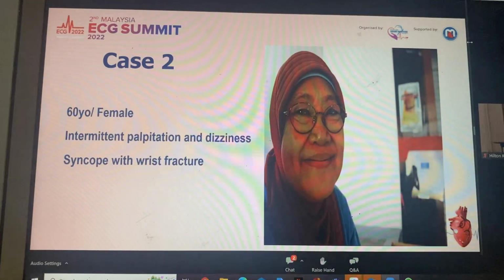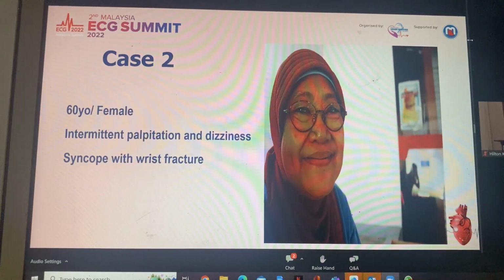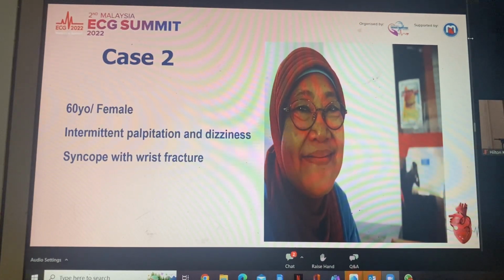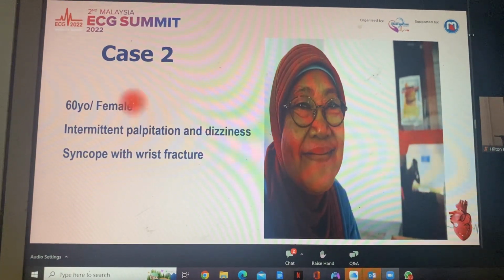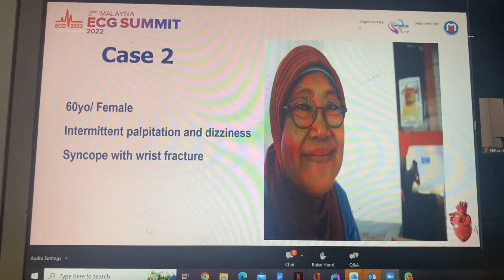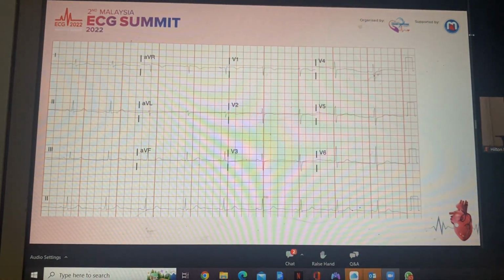So we start with case number 2. Now we have a different type of patient. First we had a young patient, now we have an elderly patient, a 60-year-old female with intermittent palpitation and dizziness. She had one history of syncope with a wrist fracture before this. And this is the ECG that was attached to the referral letter.